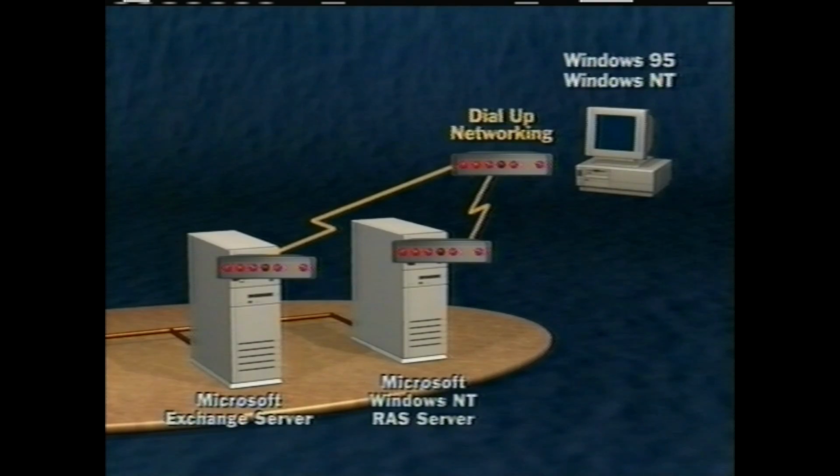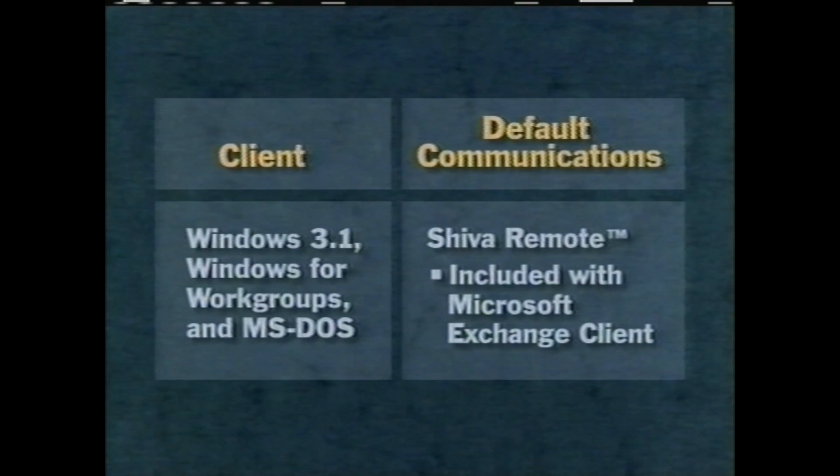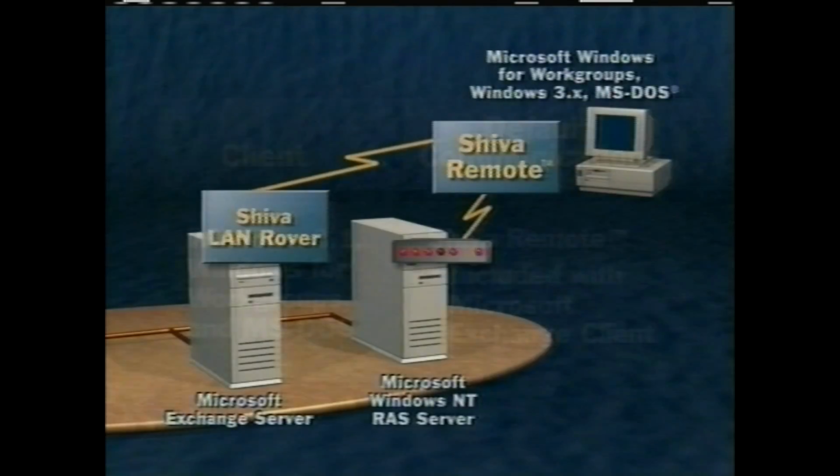Depending on your remote access needs, you can have the same computer be a Microsoft Exchange server and a RAS server, or you can install a dedicated Windows NT RAS server. Windows 3.1, Windows for Workgroups, and MS-DOS clients use Shiva Remote software, which is included on the Exchange Server CD. Shiva Remote supports IPX, TCP/IP, and NetBEUI.